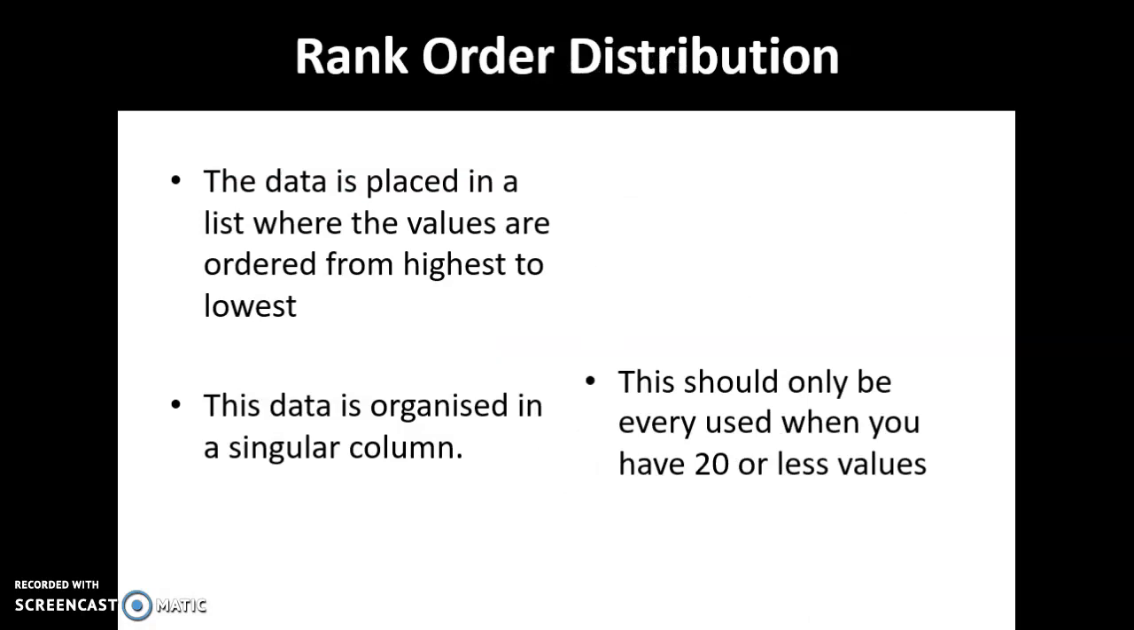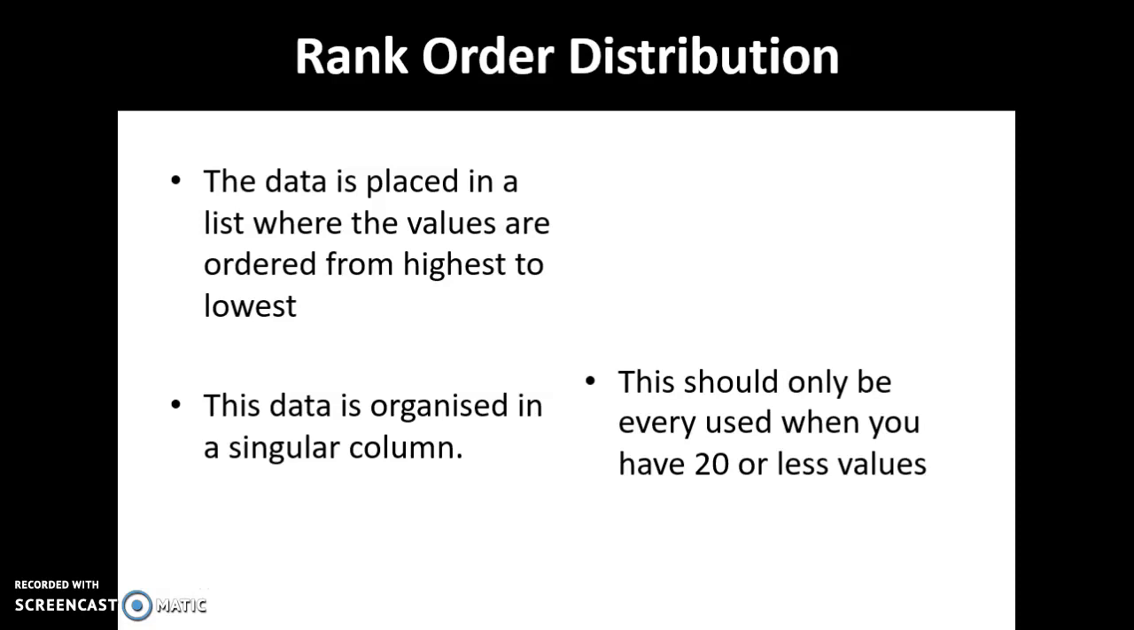Rank order distribution. Rank order distribution is where the data is placed into a list and the values are organised from highest to lowest. This data is organised in a singular column, and this should only be used whenever you have 20 or less values. This is because if you're ordering numbers from maybe 1 to 150, it's going to take a considerably long time, even if you have Excel, and your table would be dramatically too big. But the rank order distribution is very helpful with other things as well.